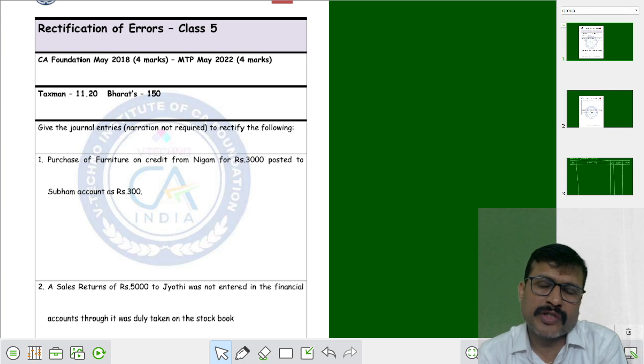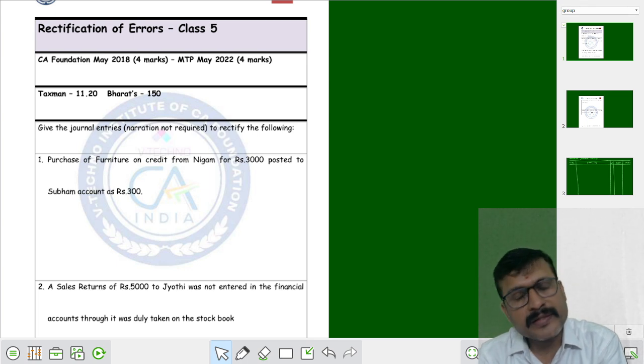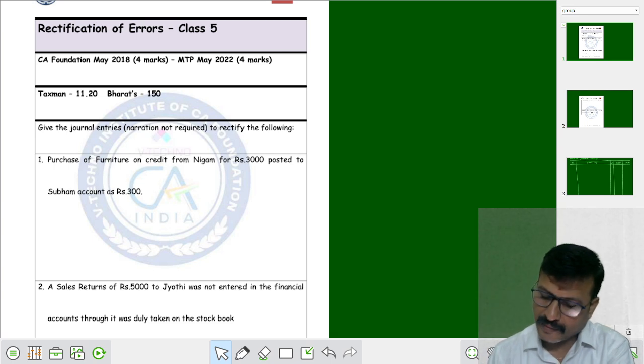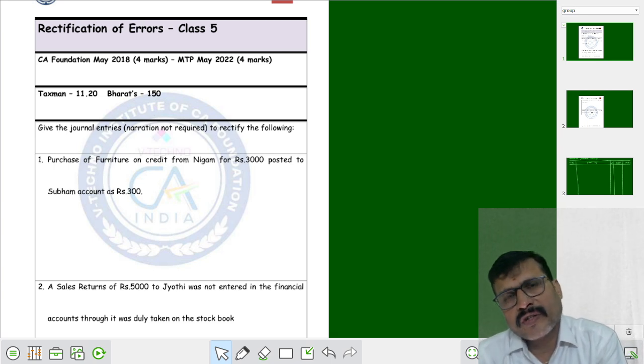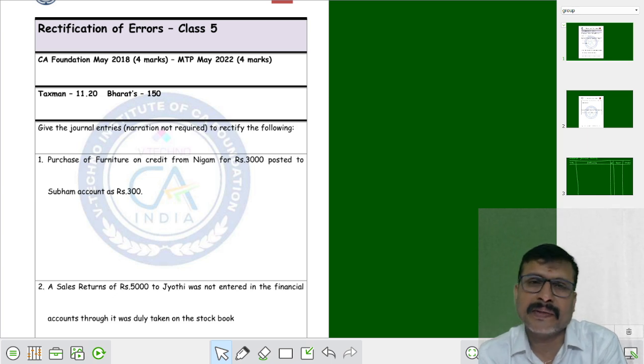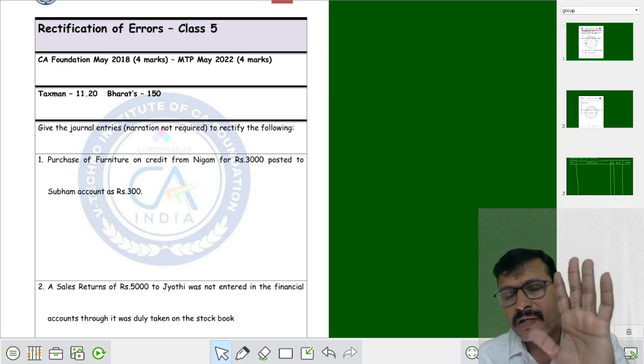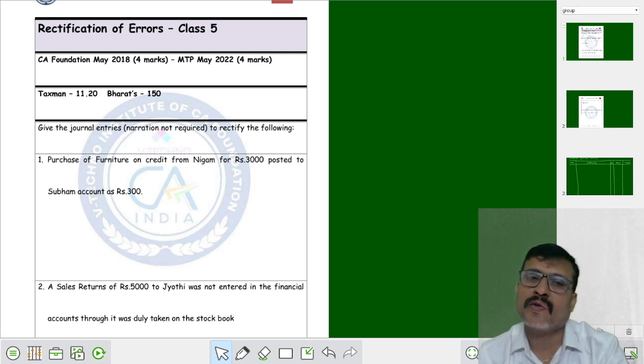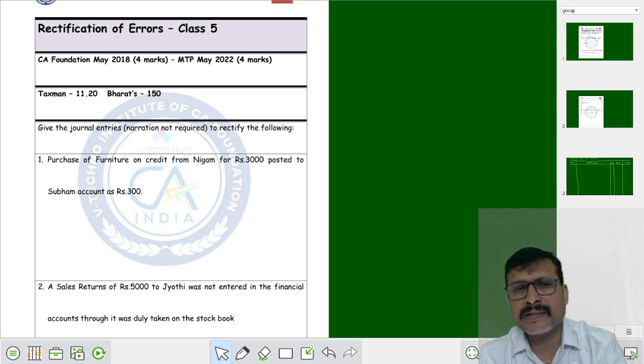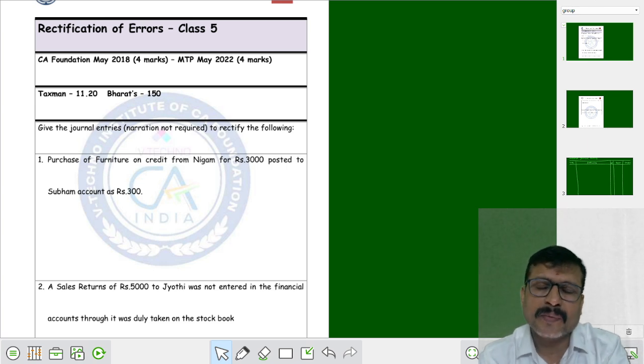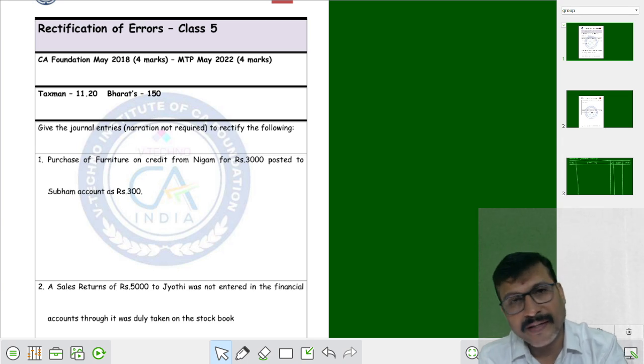We are already into the chapter of rectification of errors. In rectification of errors, please remember the 5 stars in accountancy, as I used to repeat, when I start a new problem in rectification of errors.